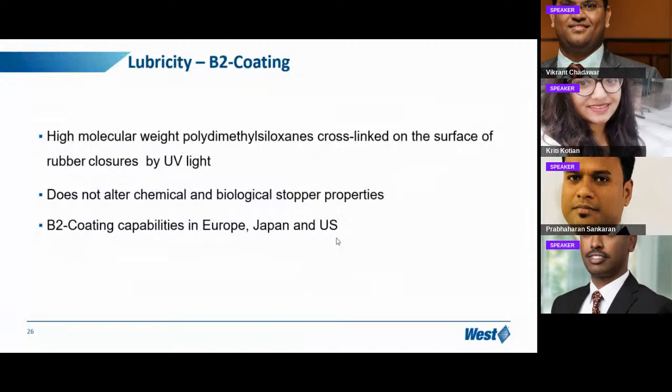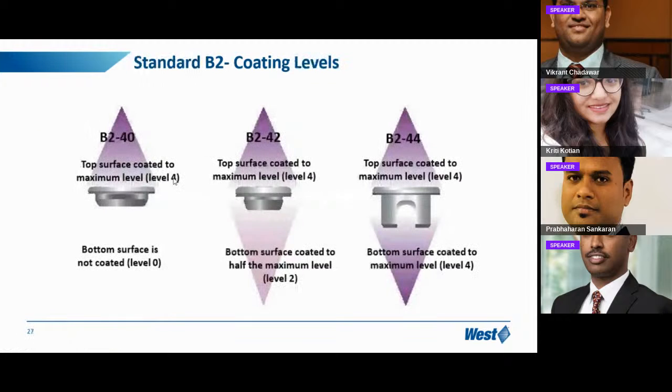So these are the two versions we provide for lubricity, one with silicone oil, the other with B2 coating, which is nothing but a high molecular weight polydimethylsiloxane, cured with UV light to avoid any subvisible particles. So there are various versions we provide. You can see three different versions.